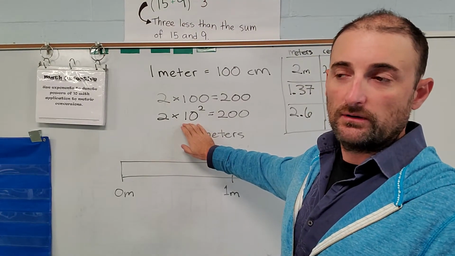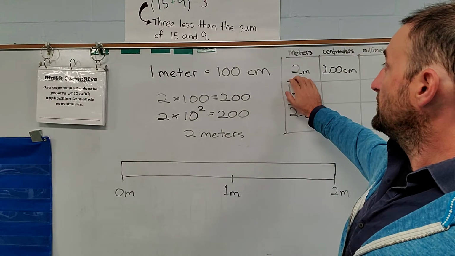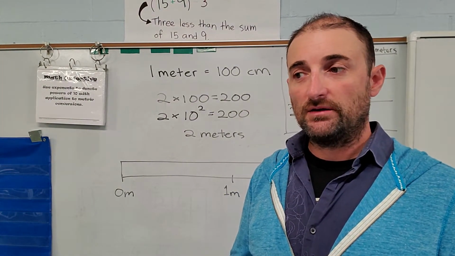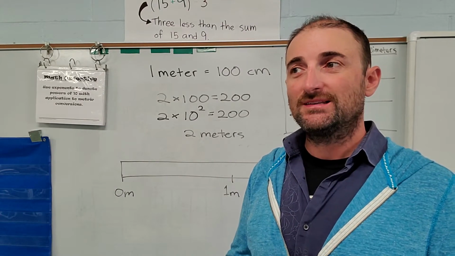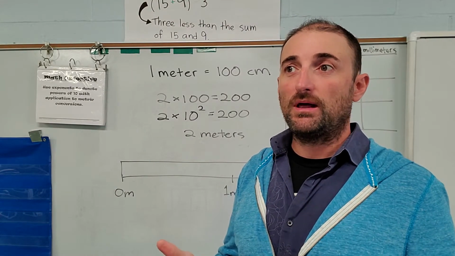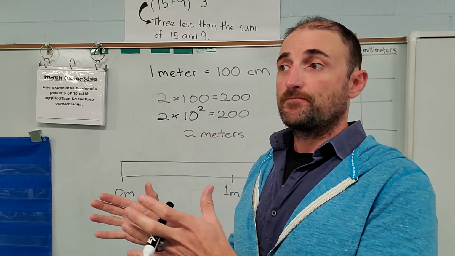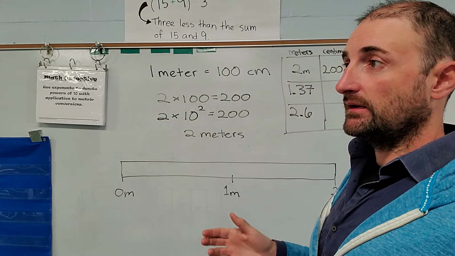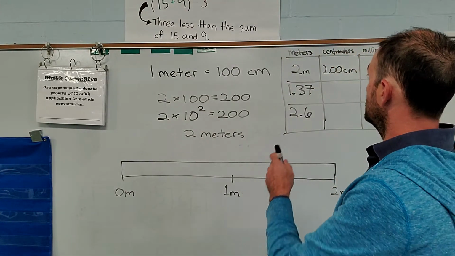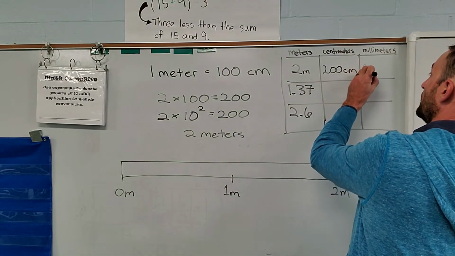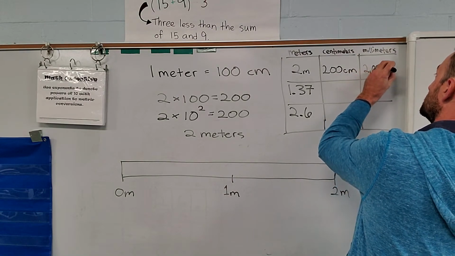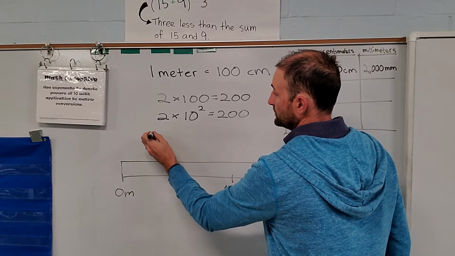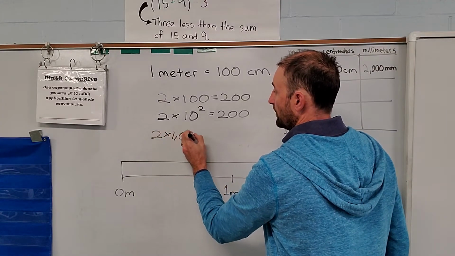If I'm going to convert from meters to millimeters, and milli means 1,000, as we kind of heard today in that video, what do you think we might multiply by to go from meters to millimeters? If you said 1,000, you're correct. So I'm going to write up here 2,000 millimeters is equal to 2 meters. And we could write that as 2 times 1,000.